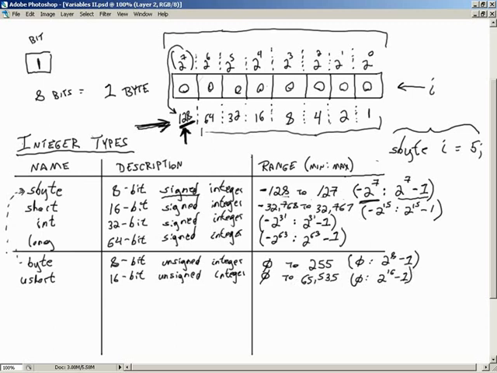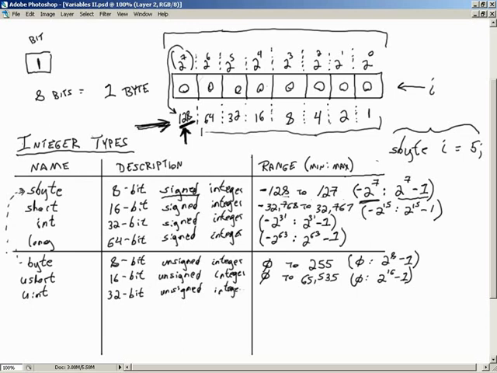Simple enough. All right, moving on from there, we also have an unsigned int, just in case we need a large integer value that we know will not be going negative. And this is going to be a 32-bit unsigned integer.